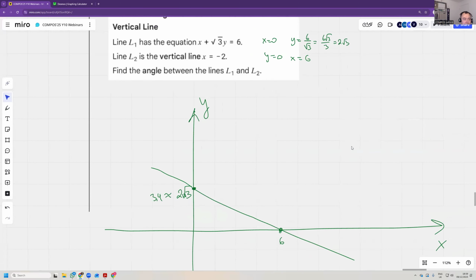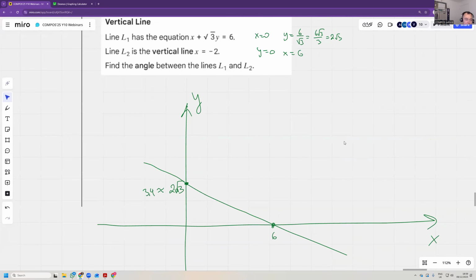And then line L2 is the vertical line x equals 2. So x equals 2 is a vertical line. So we want to find the angle between the lines. It doesn't specify which angle, so we're going to stick to this one angle, theta.